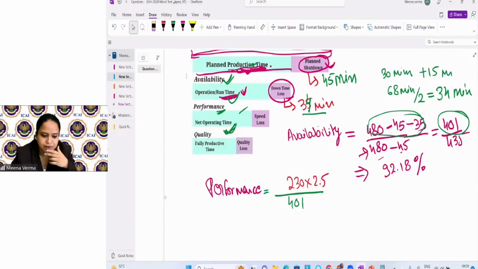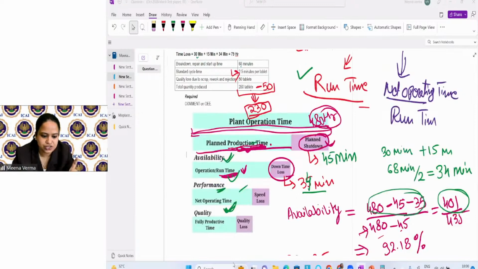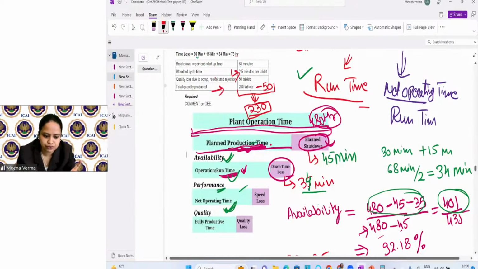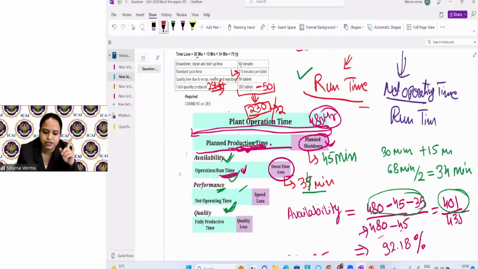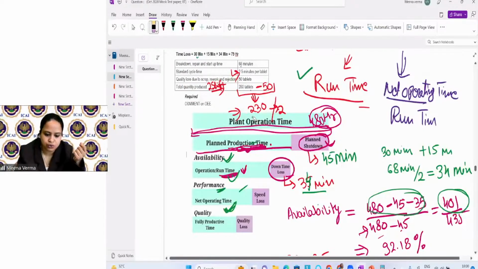Yes, one thing we have to consider here is that this is the production during 2 shifts. This is the defect of 2 shifts. These are the units which we are producing in 2 shifts. So just divide it by 2 so that you can get the production in 1 shift.